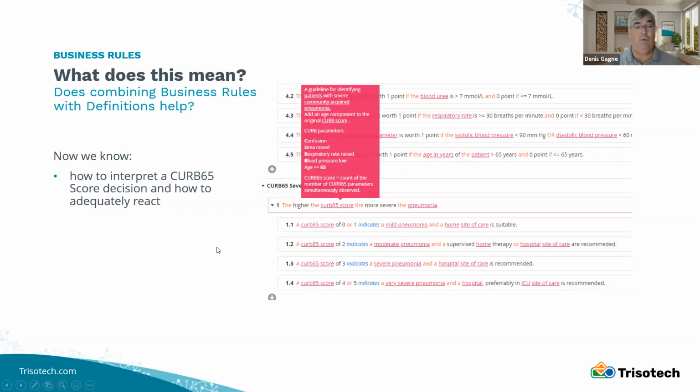So now, what does that give me by combining these rules with the definition? Now I can better understand these rules and the definition together. So I can now have an interpretation of the score decision. And if I put it within the other rules context, then I have what kind of care or how to react to this knowledge.